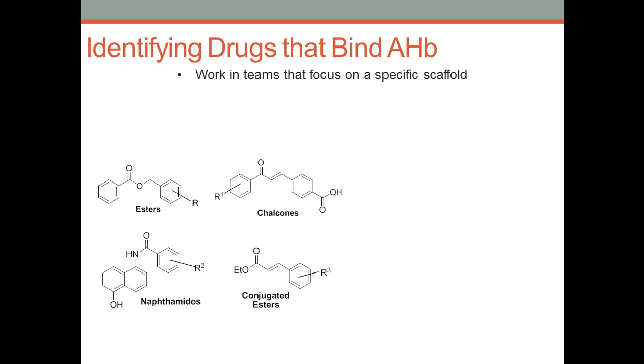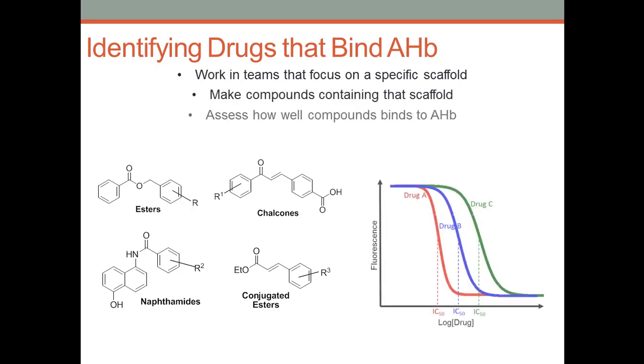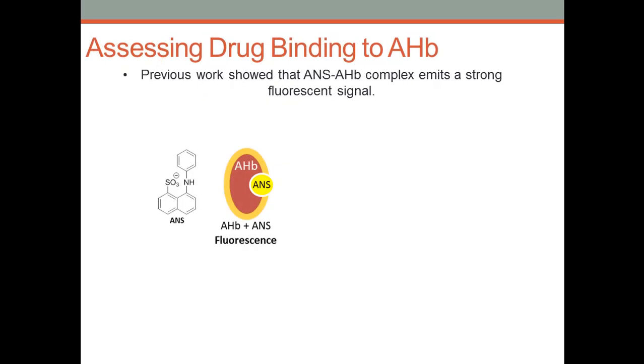You're going to do this by working in teams, and each team is going to have one of these scaffolds shown. You'll then make one of the compounds within each scaffold, and you will test it for its binding affinity, its binding activity, to the empty active site of hemoglobin. You'll then compare your data with others and discern those most potent binders, the most effective drugs for the apohemoglobin protein. Now, how are we going to assess how well our drugs bind to that active site?